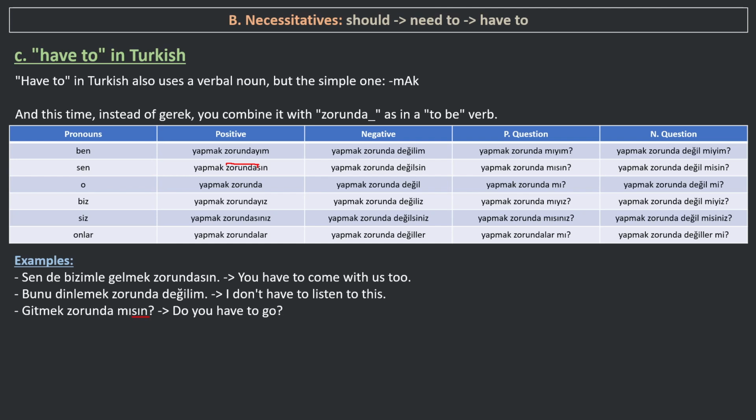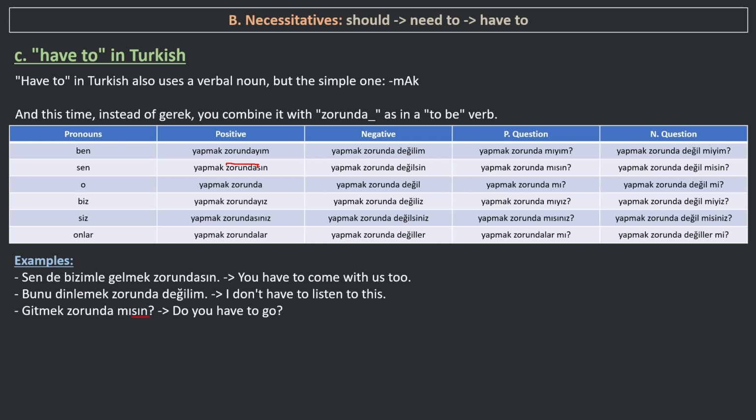Sigarayı bırakmak zorundasın. Bırakmak is accusative. So sigarayı bırakmak zorundasın. Bu sağlığın için iyi değil. Correct. You have to quit smoking, or as we say in Turkish, you have to quit cigarettes. I know it's weird when you translate it that way, but that's how we say it anyway. Sigarayı bırakmak zorundasın. Bu sağlığın için iyi değil. This is not good for your health.